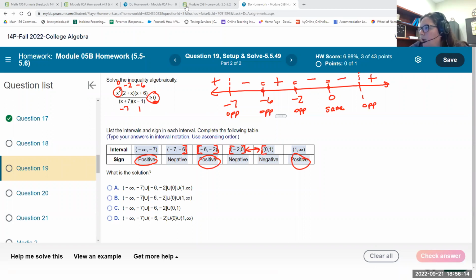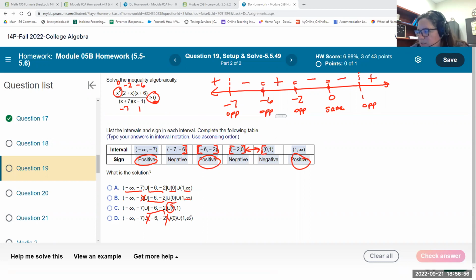So we're looking for -infinity to -7. All of these options have that. But we want not a square bracket on the -7, we want parentheses on the -7, because that was from the bottom of the fraction. So it was an asymptote. It is not equal to 0 there. It doesn't actually exist there. Then we want the -6 to -2 with square brackets on both sides. So not parentheses. And then we do need the 0 included. So this one is missing the 0. So we do need the 0. And then the 1 to infinity.